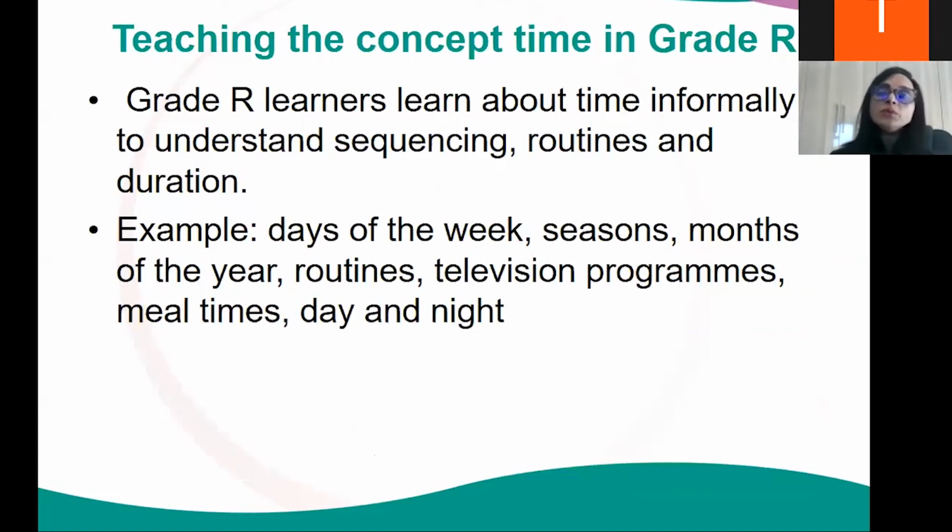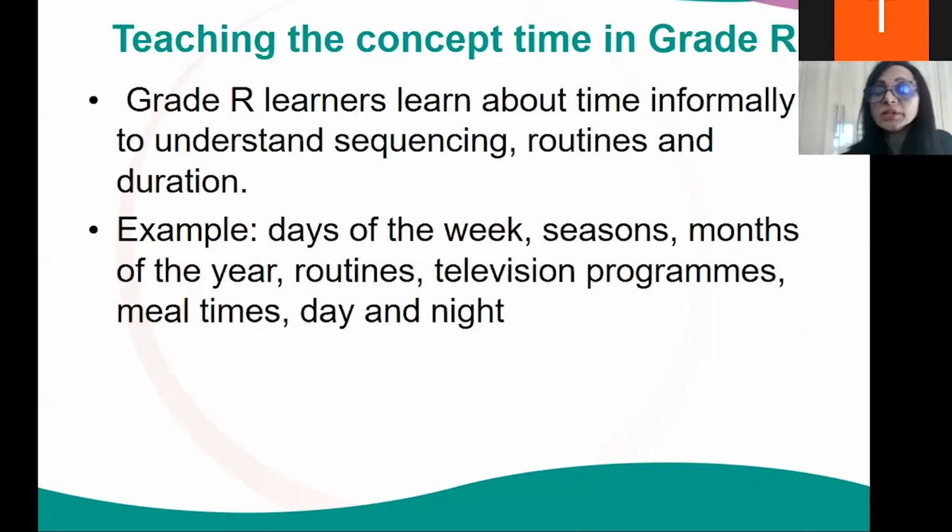The next topic that we move on to is time. Grade R learners learn about time informally to understand sequencing, routines, and duration. Have you thought about why we do not teach grade R learners, the younger children, clock time, 1 o'clock, 2 o'clock, 3 o'clock? But rather, we teach them time through days of the week, seasons, months of the year, routines, television programs, meal times, day and night. Do you know why?